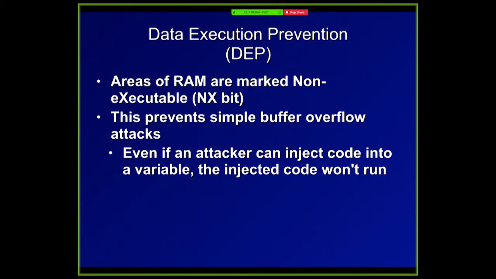We were playing games with it in the exploit development class. Now RAM has permissions. Areas of RAM can be marked non-executable, so you can store data in them, but if somebody tries to store code in there and run it, it won't run because it's not executable. This stopped an entire generation of buffer overflow attacks. There are ways around it, but it raised the bar.